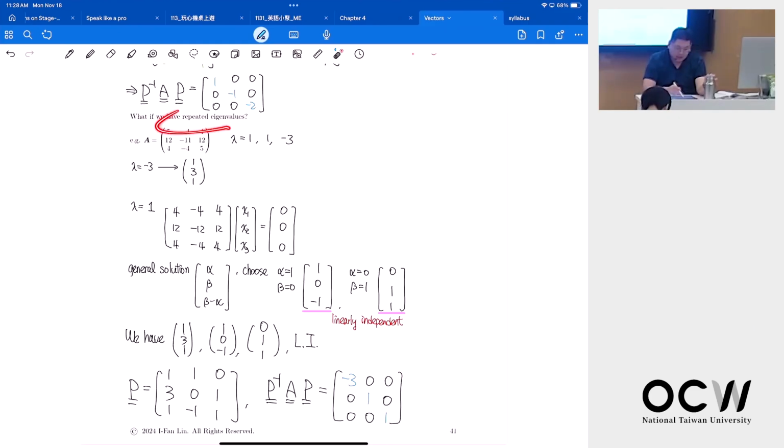If we have repeated eigenvalues, then we try to find different eigenvectors. Then you should ask this question: what if I cannot find those two eigenvectors that are linearly independent? What should we do? If I have repeated eigenvalues, but I can only find one eigenvector, how can I find the other one? You can think about these questions.